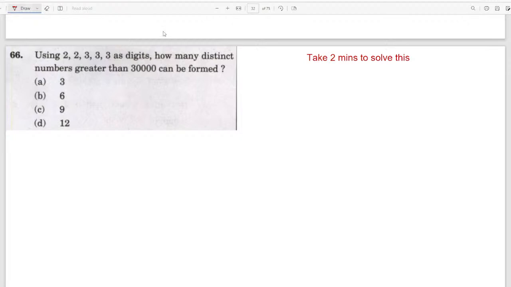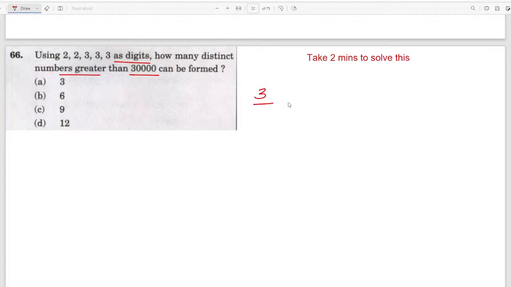Okay. We'll see how to go about this question. They're saying, using 22333 as digits, how many distinct numbers greater than 30,000 can be formed? It should be greater than 30,000, so the first digit should be 3.